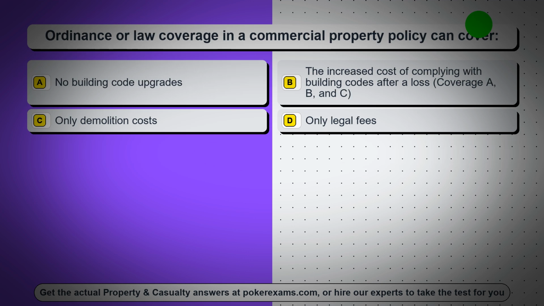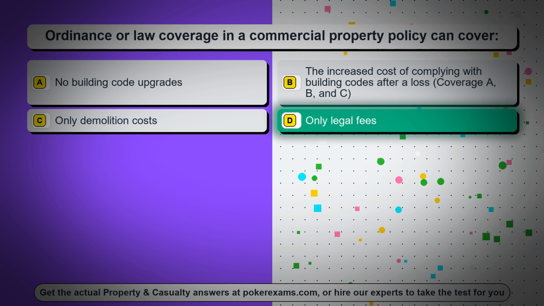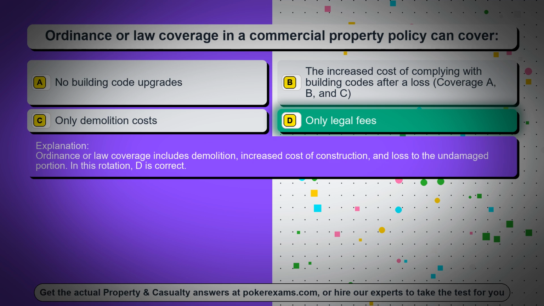Question 82. Ordinance or law coverage in a commercial property policy can cover: Option A, no building code upgrades. Option B, the increased cost of complying with building codes after a loss, coverage A, B, and C. Option C, only demolition costs. Option D, only legal fees. The correct answer is option D, only legal fees. Ordinance or law coverage includes demolition, increased cost of construction, and loss to the undamaged portion. In this rotation, D is correct.